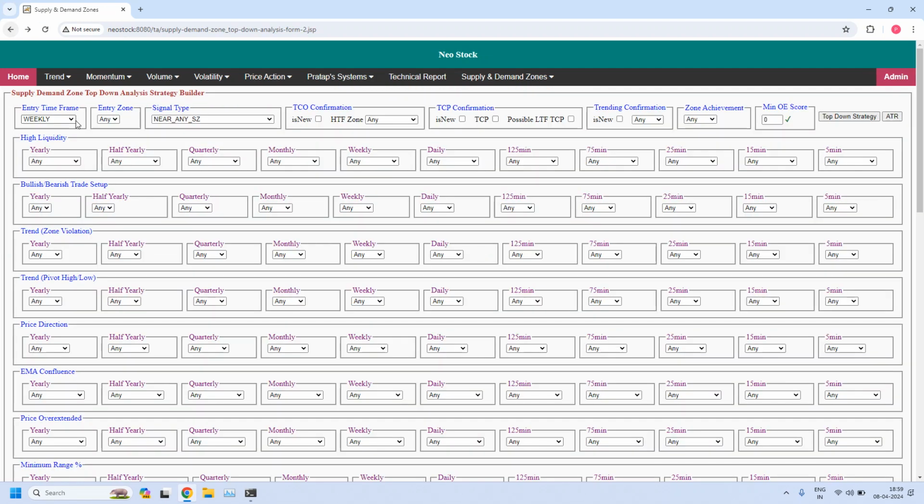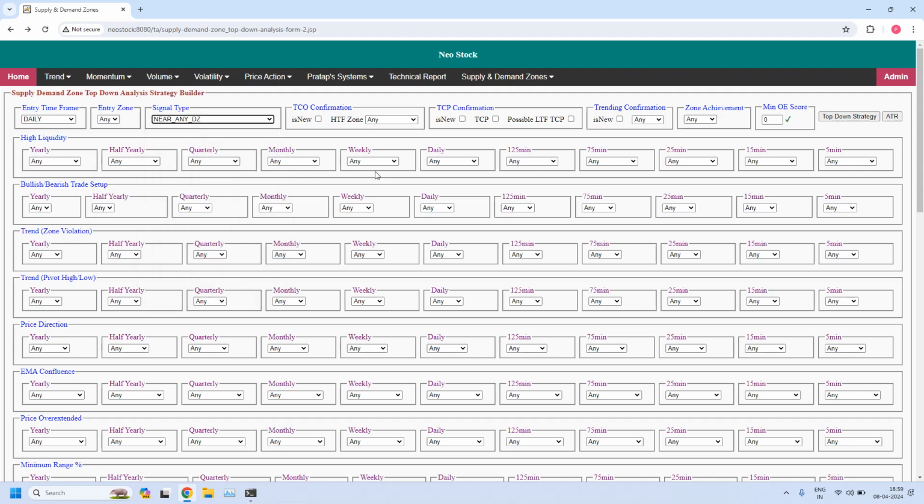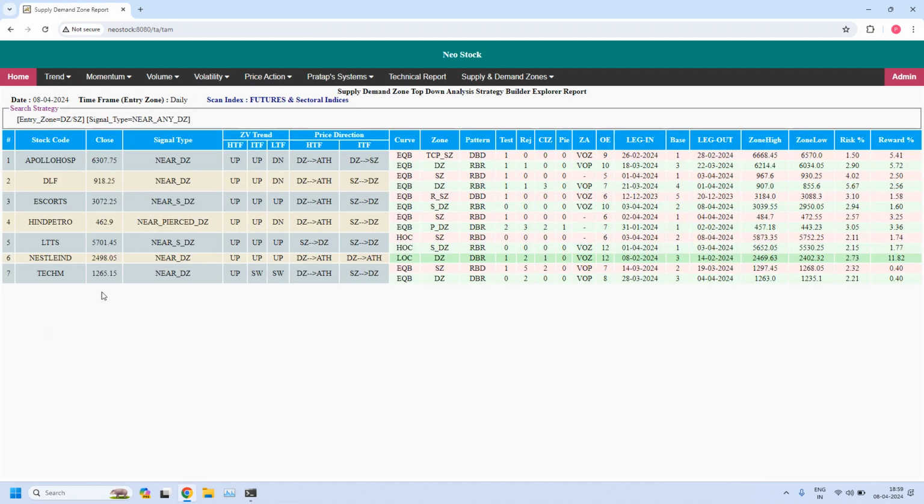So I'm going back, changing the time frame to daily. So entry time frame is daily. Let us find the stocks near daily demand zone. So 7 stocks are filtered. Let us identify any high liquidity demand zones from this list. Here we have one stock, Escorts. Identify the third one, Escorts, is a high liquidity demand zone and it is a fresh zone.